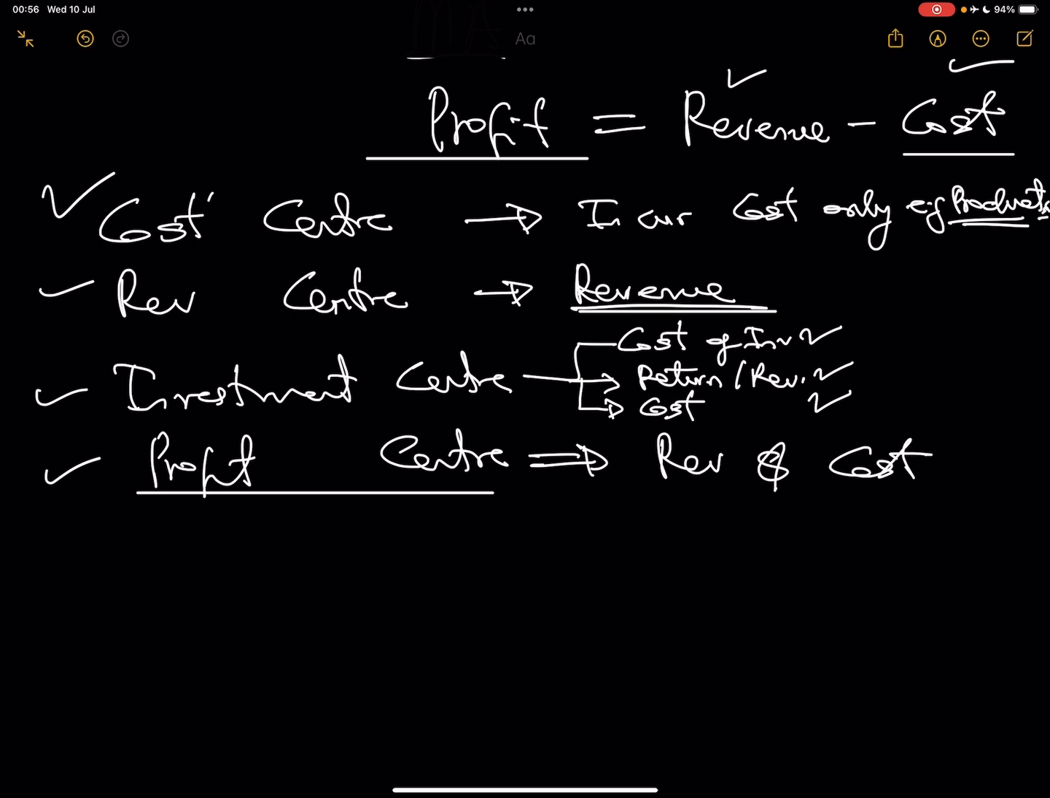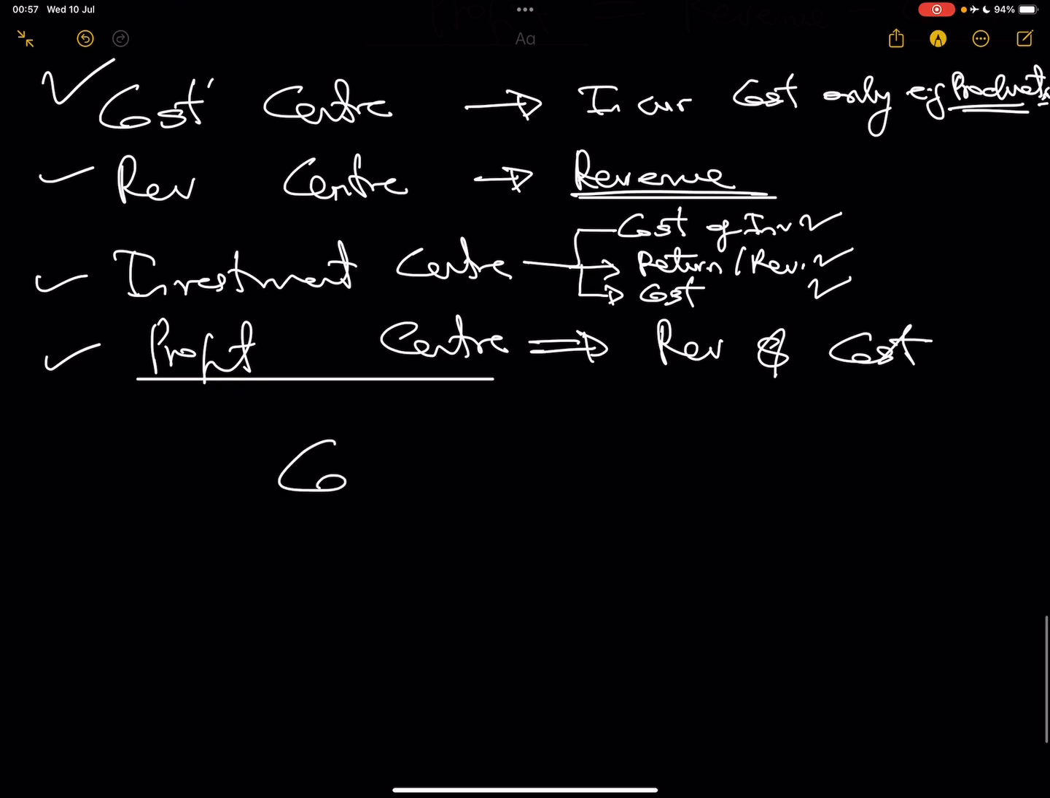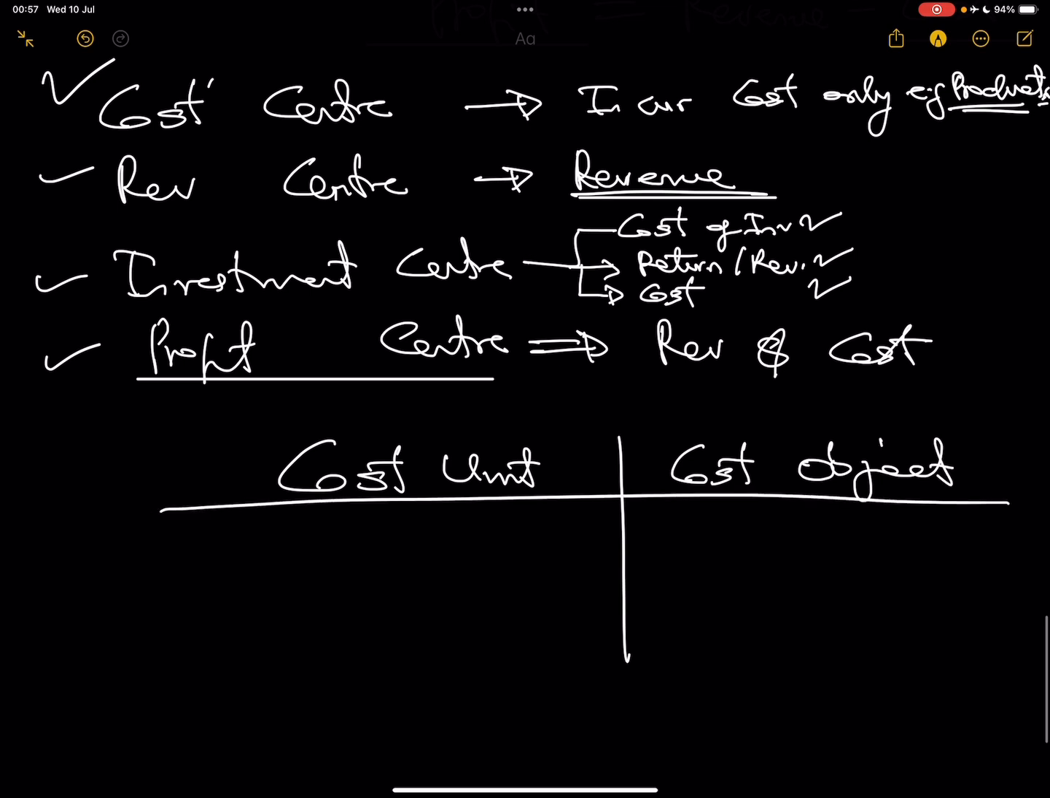Right. Now let's look quickly into another definition of terms, which is cost unit versus cost objects. This is another area I've seen students struggle a bit. And it's pretty straightforward. Anytime you think of cost unit, remember both of them have cost, so cost is involved. Yes, we are talking about cost.